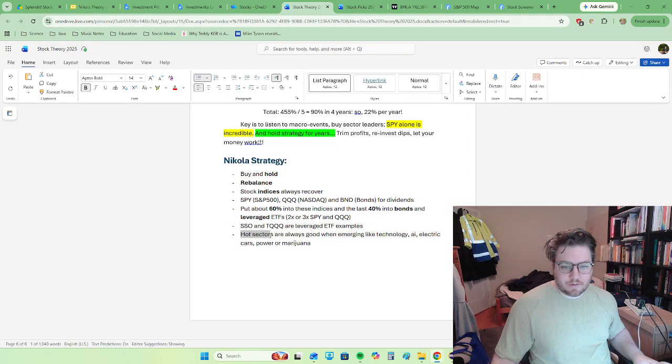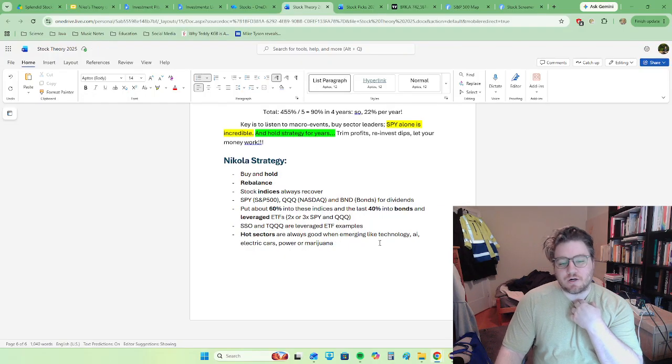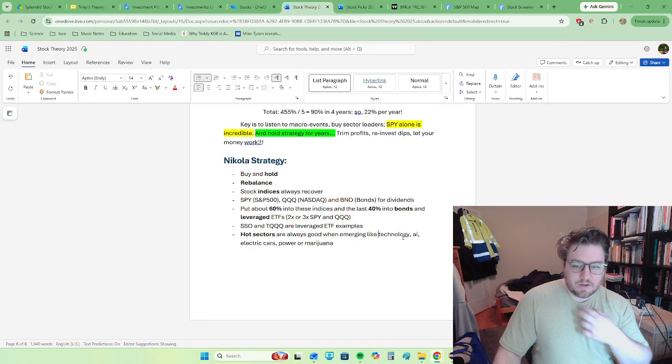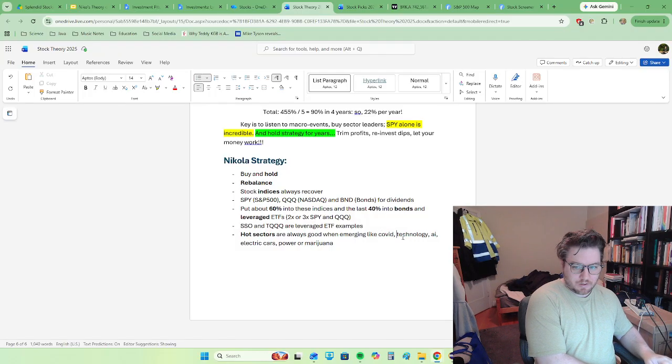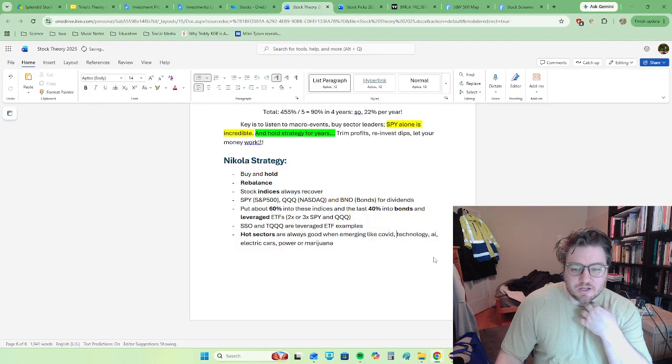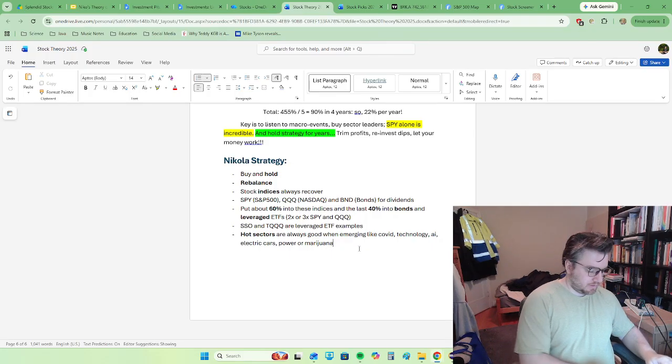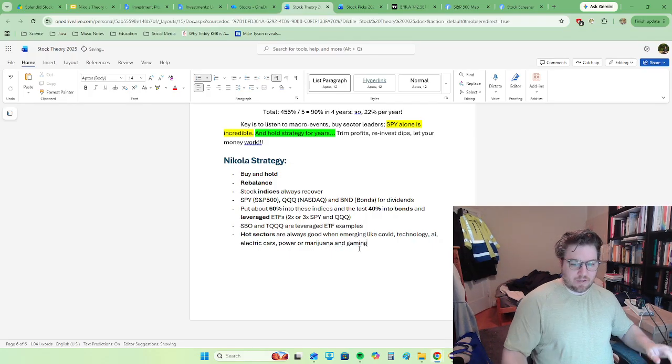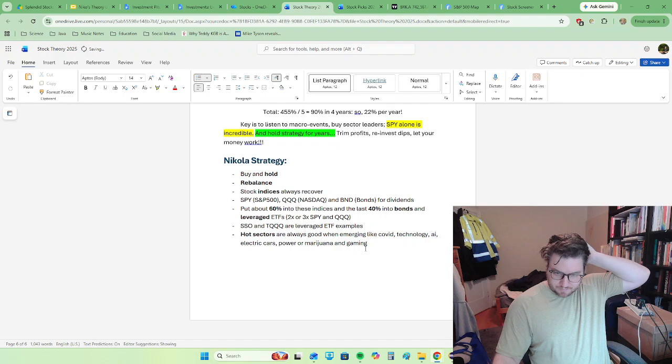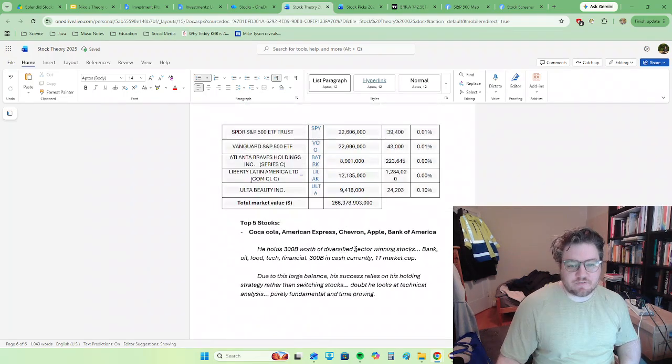And sectors. So examples of hot sectors were COVID, technology like electric cars, AI, electric cars, power, or marijuana when it was legalized, and gaming. Those are examples of hot sectors.